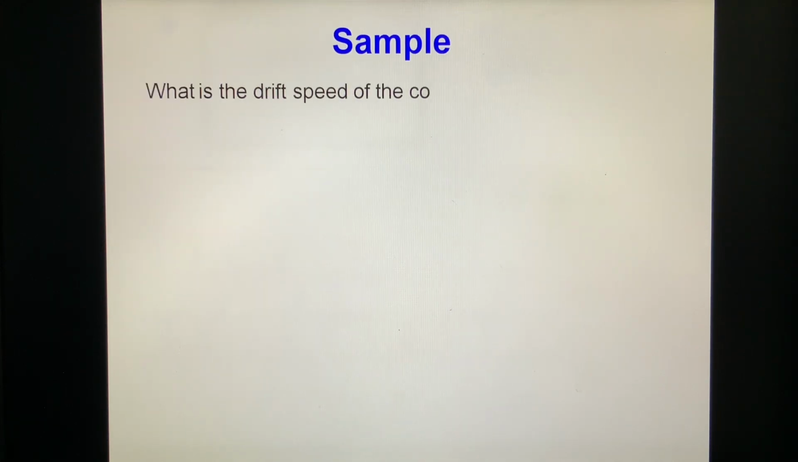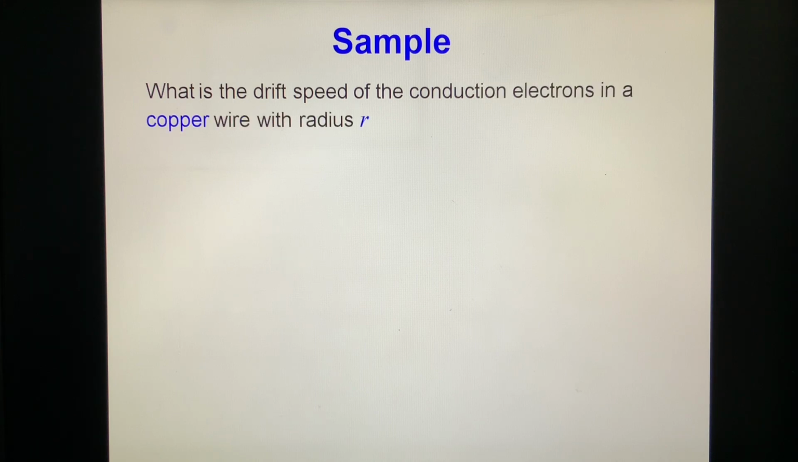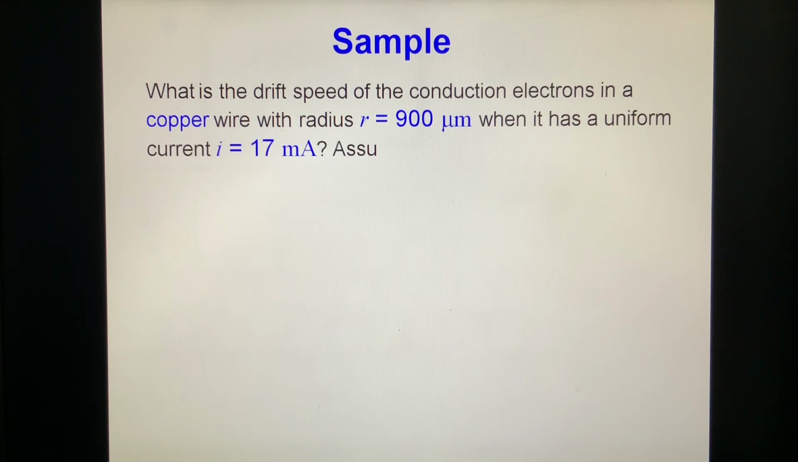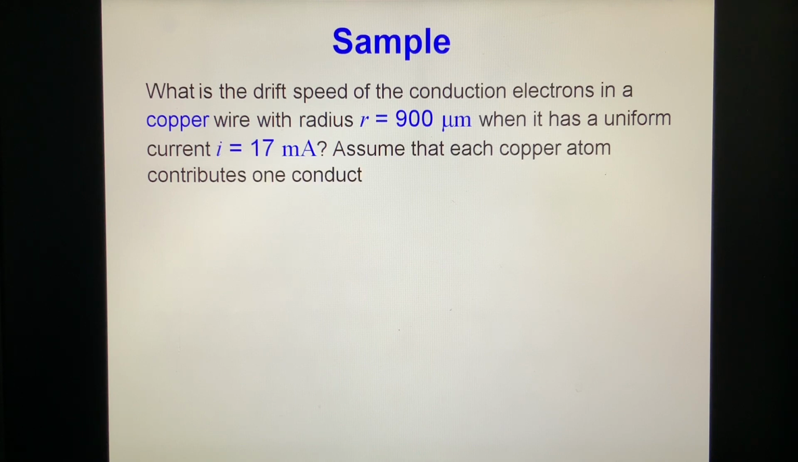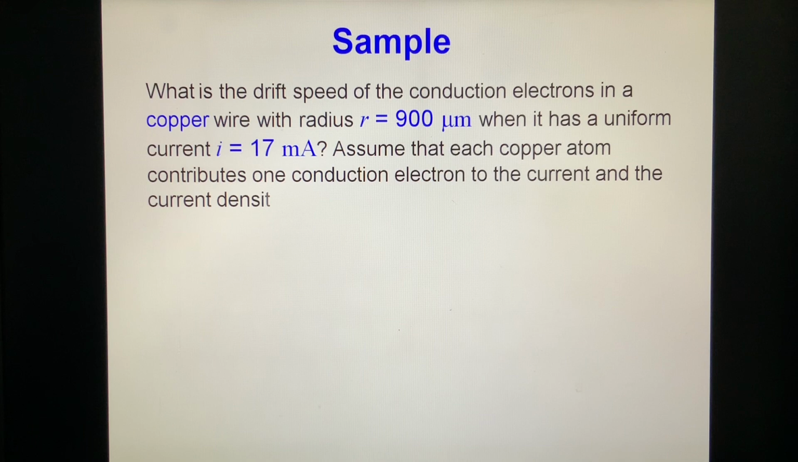Sample: What is the drift speed of the conduction electrons in a copper wire with radius R of 900 micrometers when it has a uniform current I of 17 milliamperes? Assume that each copper atom contributes one conduction electron to the current, and the current density is uniform across the wire's cross-section.